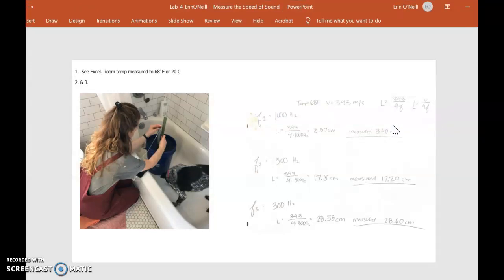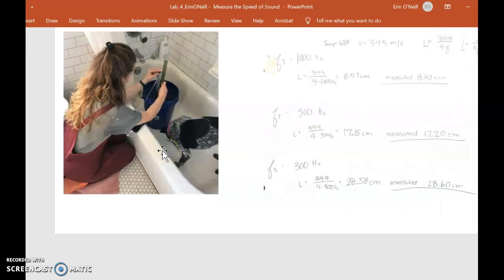So let's see, what does 3 ask? I have it printed here. Okay, so use the frequency generator app and move the tube up and down until you get the loudest sound. Locate the spot with the shortest open straw or PVC length for the fundamental. Okay, so I found the fundamental for 3 different frequencies. I started with 1,000 hertz, and then 500 hertz and 300 hertz.